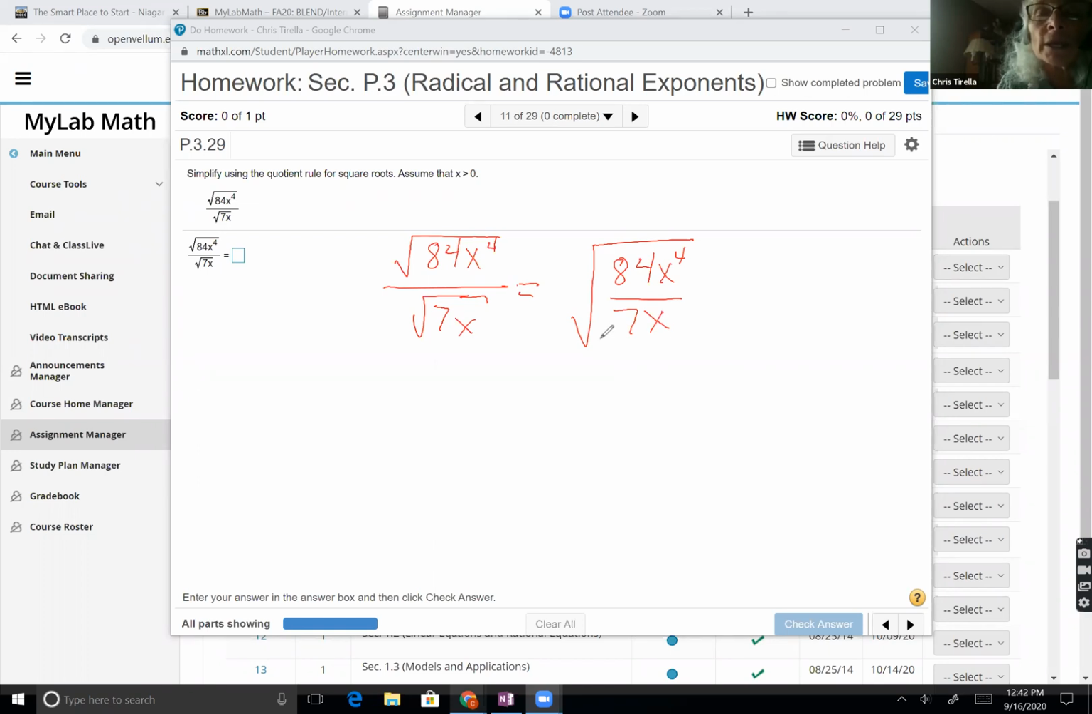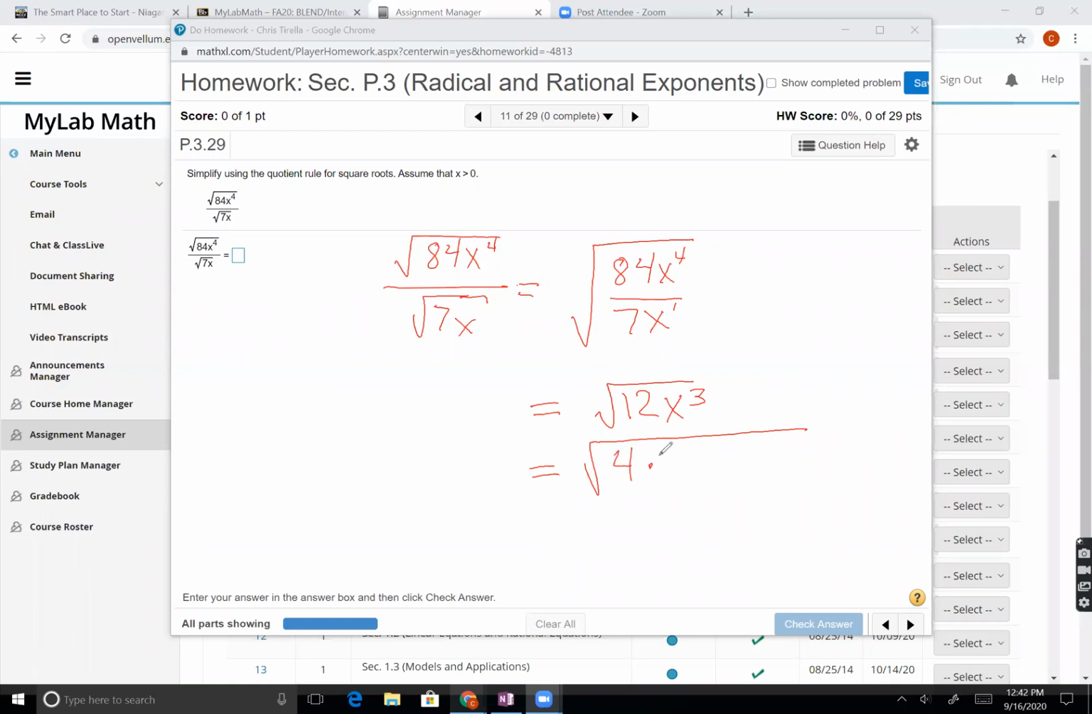Now as I look at that, do you recognize the fact that that fraction 84x to the 4th over 7x can be reduced? 7 goes into 84 12 times. x to the 4th divided by x to the 1st is x to the 3rd. Now as I look at that radical, I can simplify it. 12 can be thought of as 4 times 3. Because that's an odd exponent, x to the 3rd is not a perfect square. But I can think of that as x to the 2nd times x to the 1st.